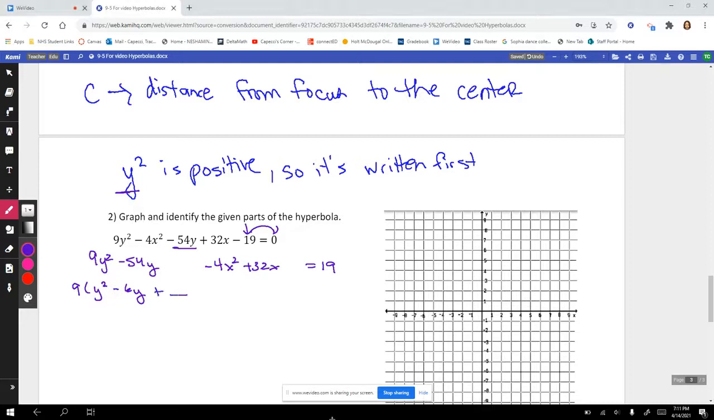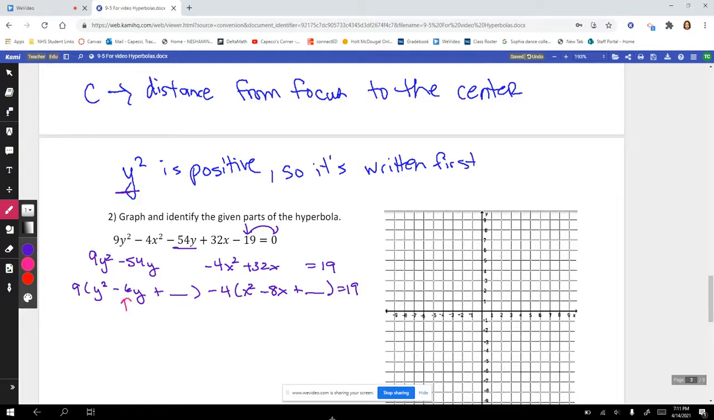And I'm going to leave a spot there. And then I'm going to do the same thing. I'm going to remember I need a negative, so I'm going to subtract, factor out a -4. And I'm left with x squared minus 8x, leave a spot there, equals 19.